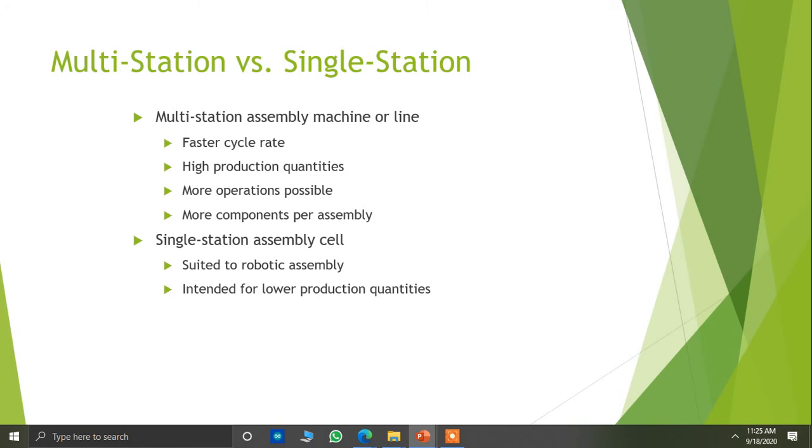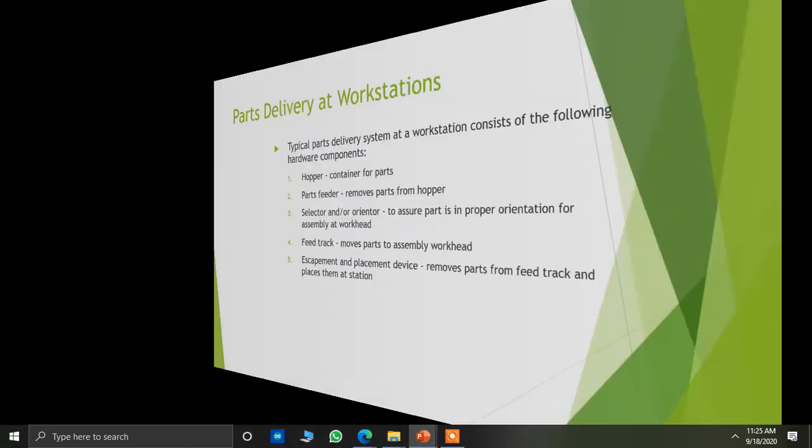So that's all about the typical setup, but we'll have some comparisons between multi-station and single station work cell assembly lines. In multi-station, it is very fast, it has a very good cyclic rate, high production quantities are possible, more operations are possible, and more components can be assembled. But a single station assembly cell is suitable only for a robotic work cell. At the same time, it is used for lower production quantities, not the higher ones. You have lower production because your material handling system is not so fast. It is just a single robot which is managing all the things. So we'll move on to part delivery systems.